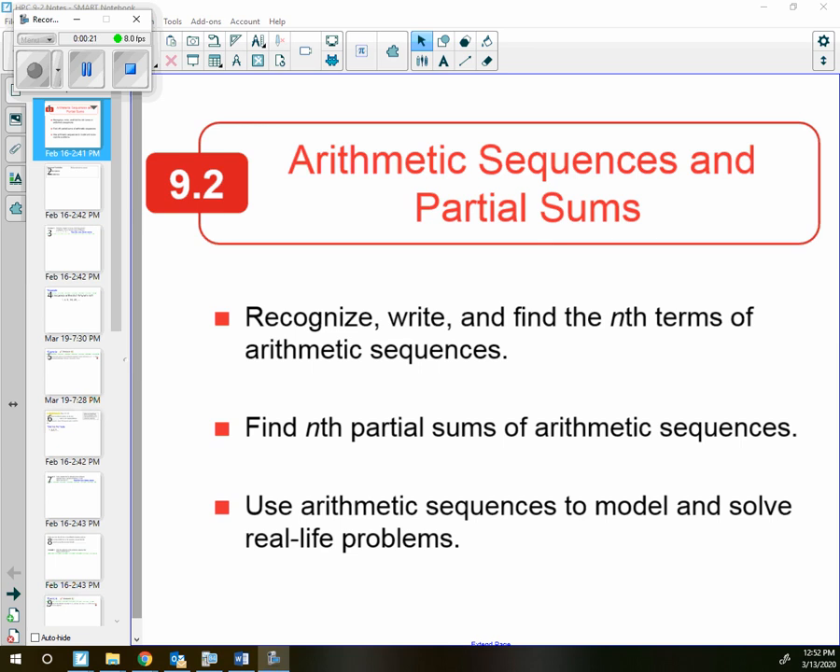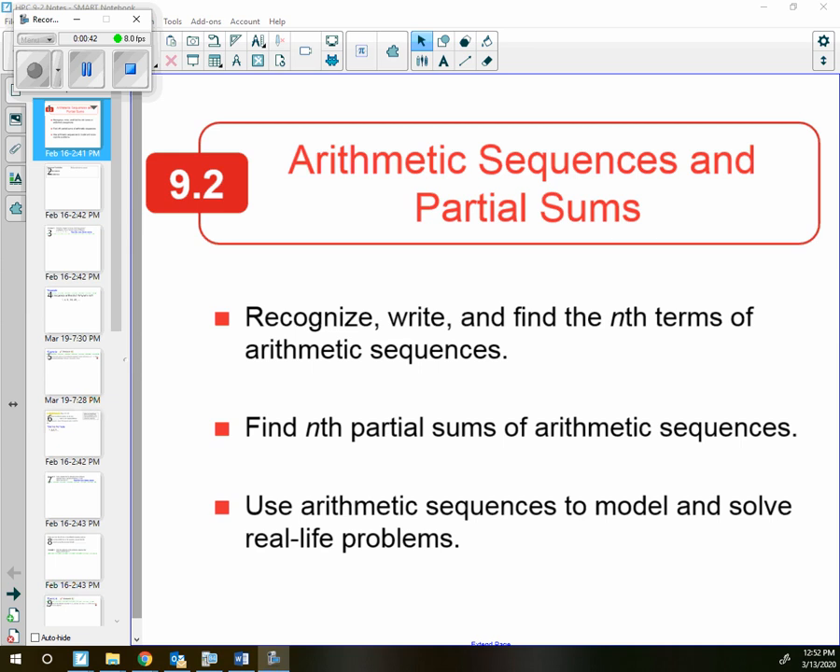In this section, we're going to focus on the type of sequence that we call arithmetic. What does that mean? It's a very special type of sequence. How you move from one term to the next is a very set definition. We're going to talk about recognizing arithmetic sequences, finding particular terms, finding the partial sums, and then modeling real life problems.